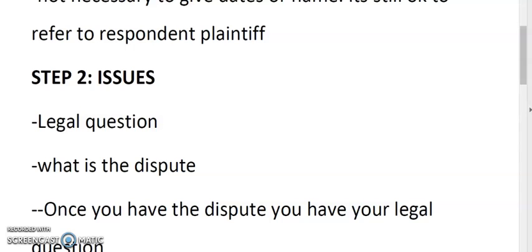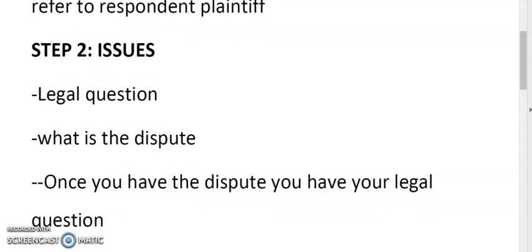We move to I, which is our step number 2, which is basically our issues. Other textbooks, other people refer to step 2 as the legal question. So what is the dispute? What's the fight all about? What is the fuss? Why are we here? What is it that the court is trying to solve? What is it that the court is trying to determine?